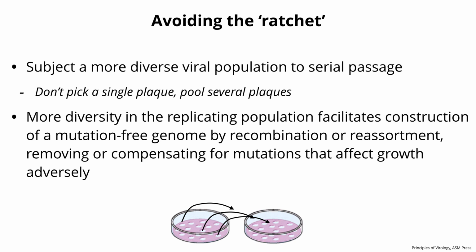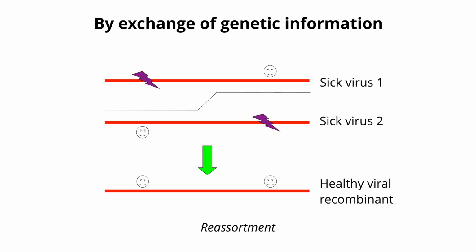And how does that happen? Well, the main drivers of making a mutation-free genome are recombination or reassortment. They remove the mutations that are deleterious. Because if you have a big enough population, even if you have lots of mutants, they could recombine or reassort and make a virus that's now fit. So let's take a look at how this happens. So we've done a limited diversity passage, and we've made a couple of sick viruses. Sick virus 1 has a mutation here in the purple, and sick virus 2 has a mutation somewhere else. So each of these don't replicate well.